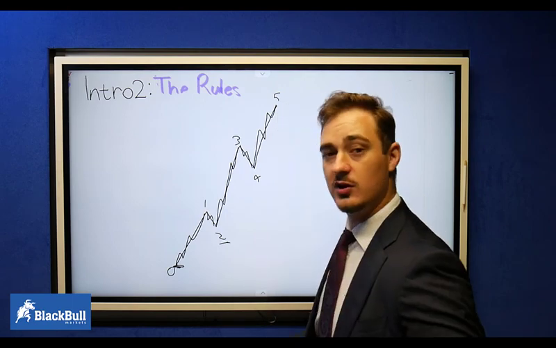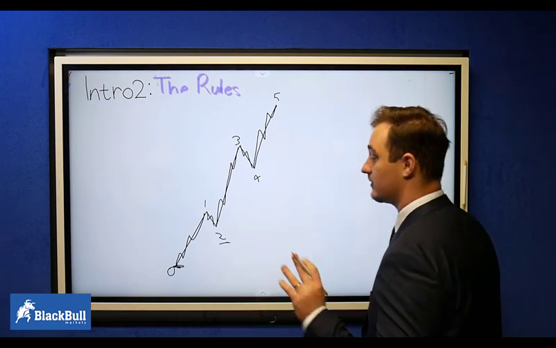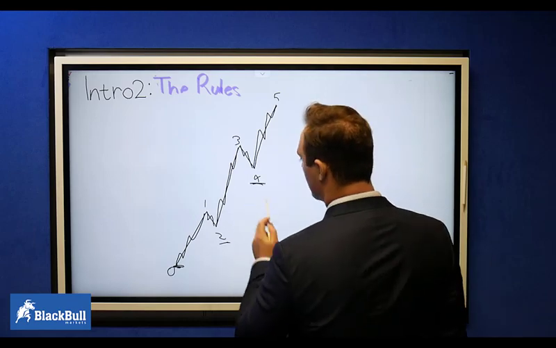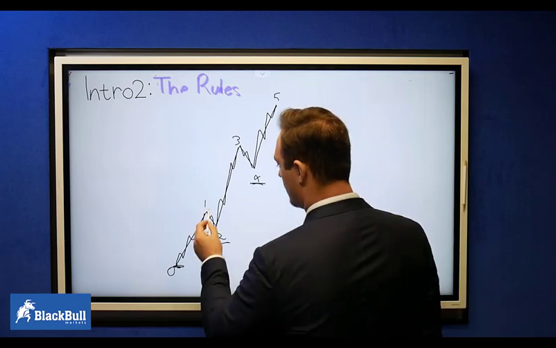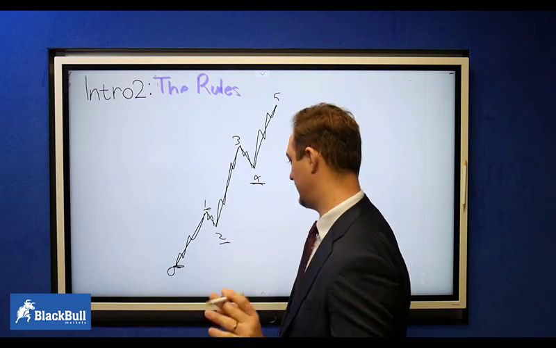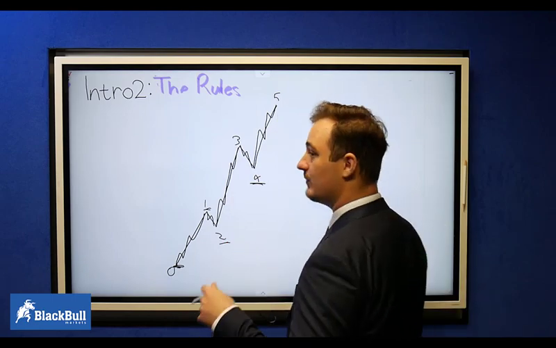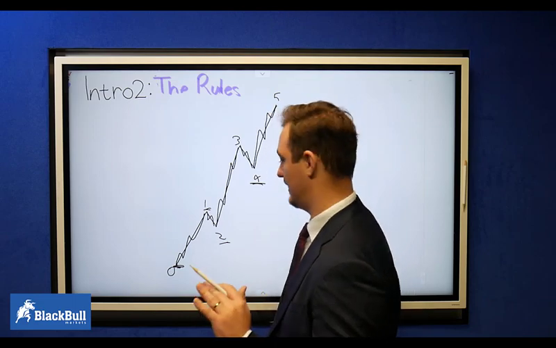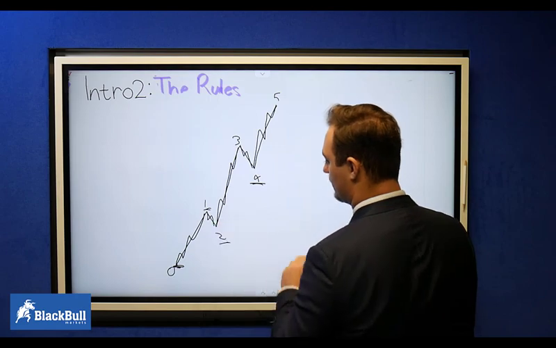All right, so let's move on to rule number 3. All right, sorry, rule number 2. We can't skip one. So rule number 2. Wave 4 cannot go into the territory of wave 1. Now this is for an impulse only. We'll talk about the diagonals when we get there, okay? So impulse only. And really, we don't want to be trading diagonals because they're messy waves and there's an easy way to pick them up. But we'll talk about that, okay? So wave 4 cannot go in the territory of wave 1.